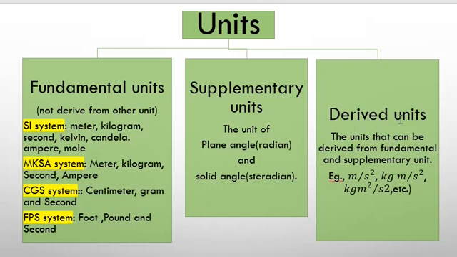Now derived units are the units of derived quantities. Derived quantities are derived from fundamental quantities; similarly, derived units are also derived from fundamental units. For example, meter per second square is the unit of acceleration. Meter is a fundamental unit, and second is a fundamental unit, so this unit is formed from fundamental units. Therefore, it is called a derived unit. Similarly, this is the unit of force, and this is the unit of energy.